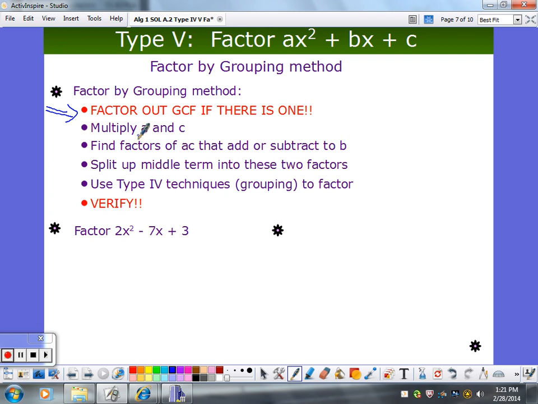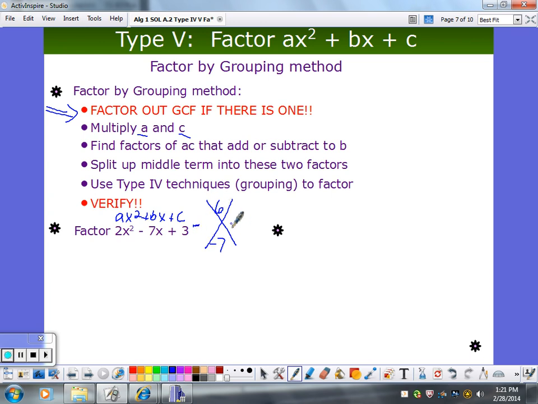It says multiply a and c. What's a and c? What am I talking about? This is ax squared plus bx plus c. So a is 2 and c is 3. So you multiply them, 2 times 3. Then you find the factors of this product, of a times c, that are going to add up to the b. Very similar to what we did before, except now instead of just putting the 3 there, I'm putting 2 times 3. So what two numbers multiply to 6 and add to negative 7?